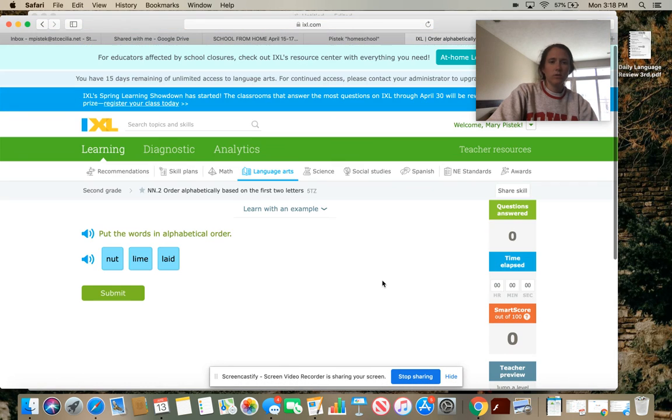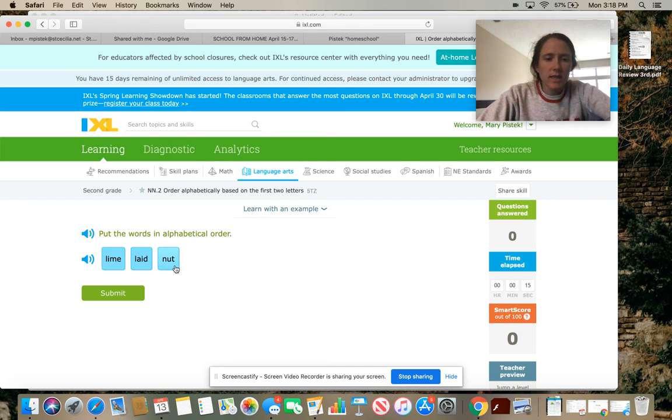So we can also look at the second letter. So we have nut, lime, and laid. Well, we have an N and an L. So if I have nut and lime, I know the L words are going to come first and the N is going to come last because L comes before N. So I can leave N at the end.